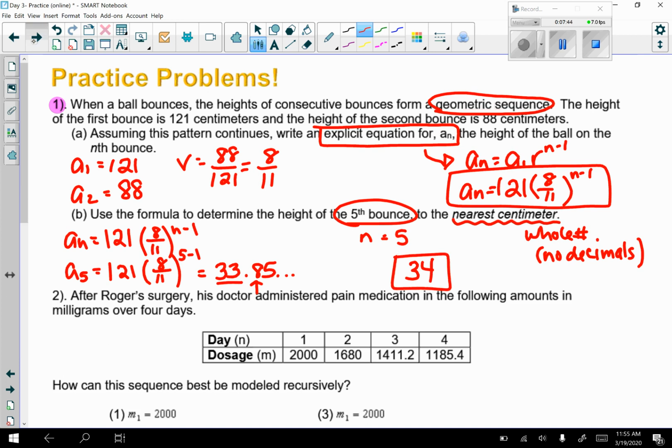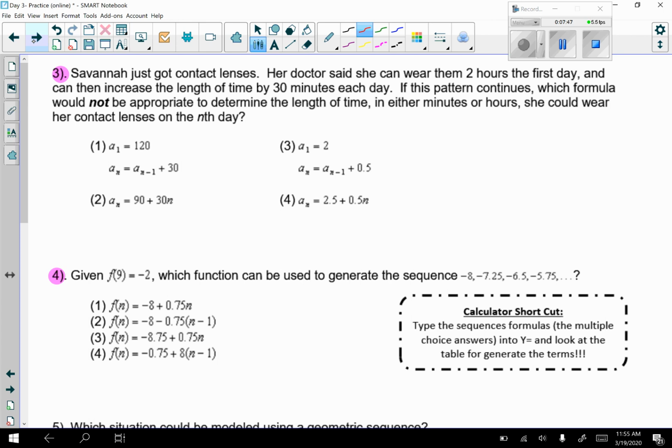We're going to skip number 2, go to the next page, and we're going to try number 3. Savannah just got contact lenses. Her doctor said she can wear them for 2 hours the first day and can increase the length of time by 30 minutes each day. If this pattern continues, which formula would not be appropriate to determine the length of time in either minutes or hours she could wear her contact lenses on the nth day?